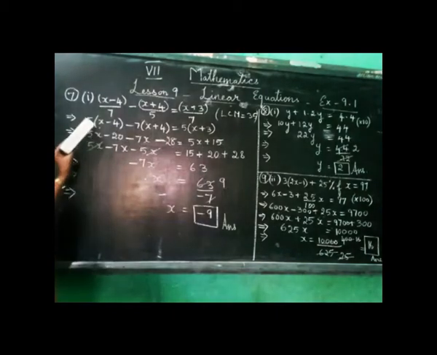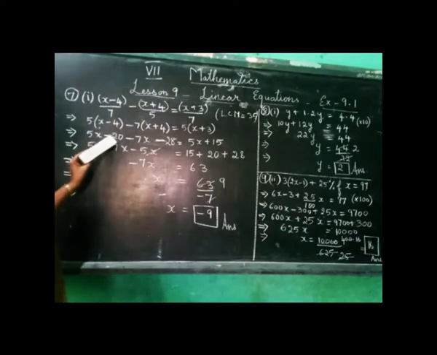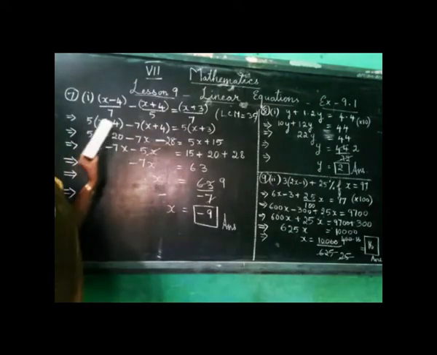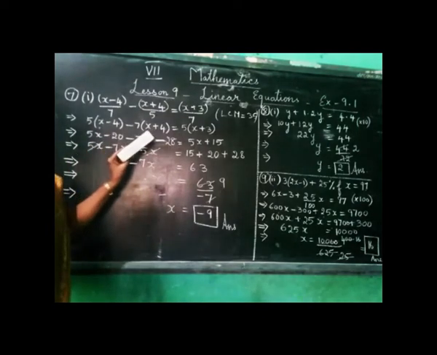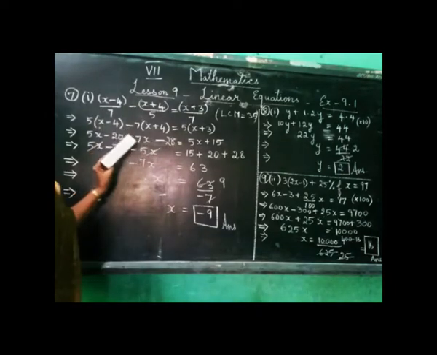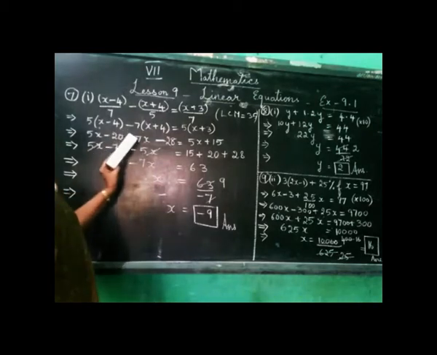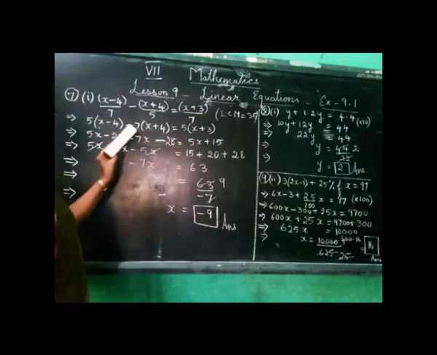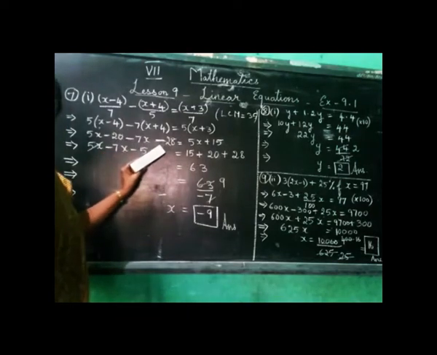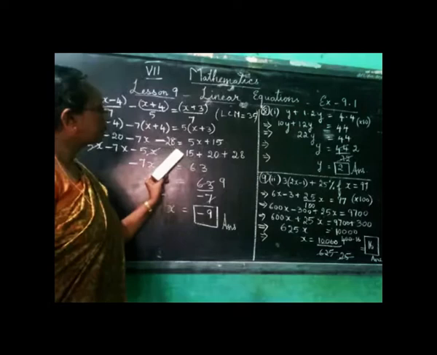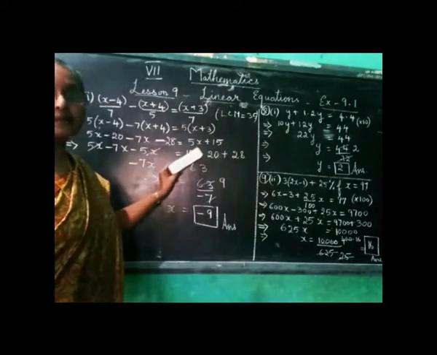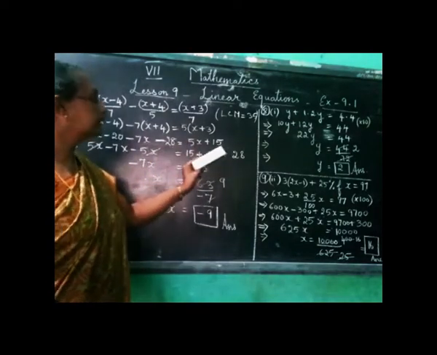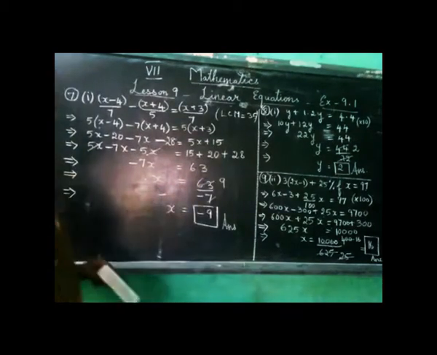So 5 into x will be 5x. 5 into minus 4 is minus 20. Then minus 7 into x. We should be very careful there. It is minus 7. Minus 7 into x is minus 7x. Minus 7 into plus 4, which is minus 28, because minus into plus will give minus. That is equal to 5 into x is 5x, plus 5 into 3 is 15, plus 15.